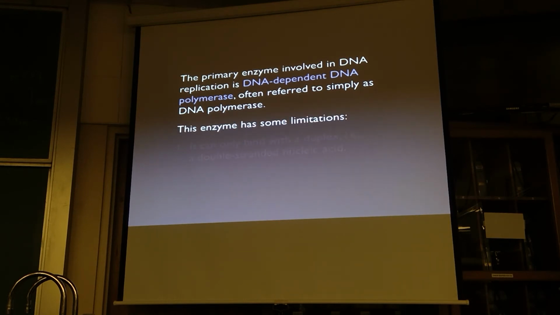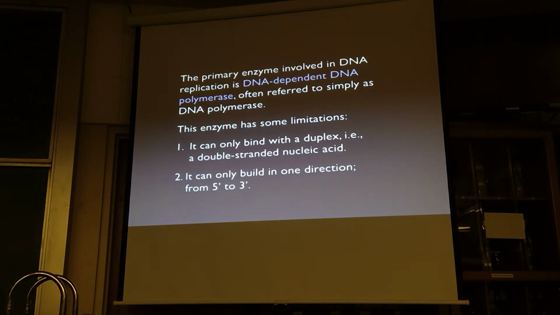And again, it has limitations. One, it can only bind to a duplex. That's why the primer was necessary in the first place. You can't get DNA polymerase to attach to a single strand of DNA. It can't do it. You have to have a primer. So it can only bind to a double-stranded DNA, and it can only build in one direction, from 5 to 3. Actually, as far as I know, that's true of all the polymerase enzymes. They can only build in one direction. So they're always sticking nucleotides on the free 3' end. That's where they build their phosphodiester bonds.